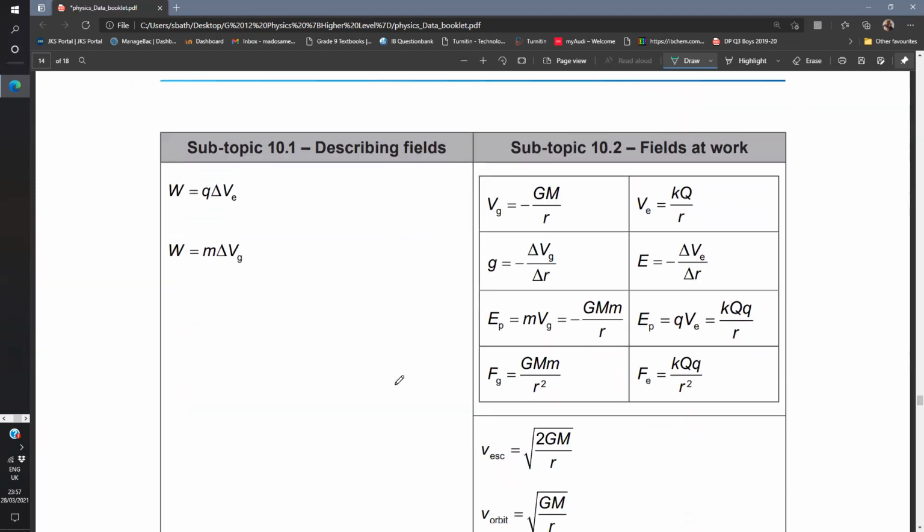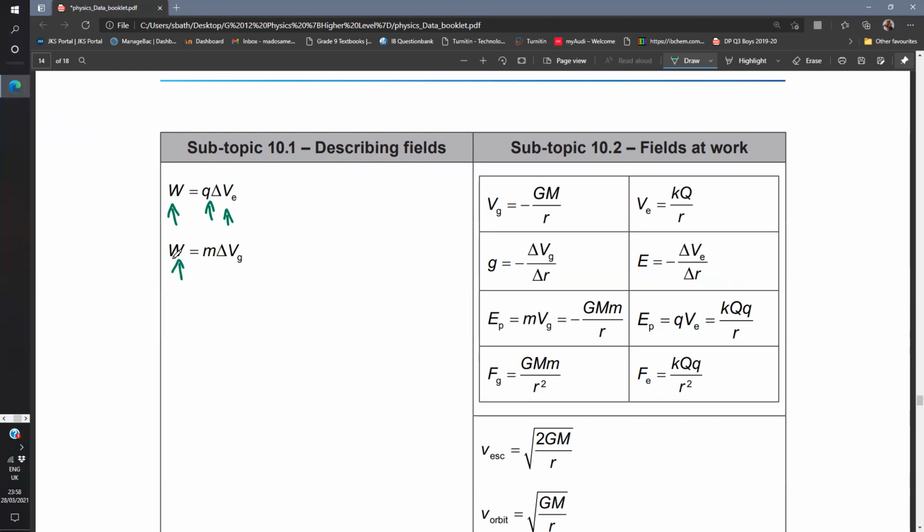Now if we move on to topic 10, describing waves, I'm just going to explain the formulas because deriving them will take a long time. So here we have work. This is the charge, and this is basically the electric potential or the delta V. You can try to derive this yourself; however, it will take a long time.